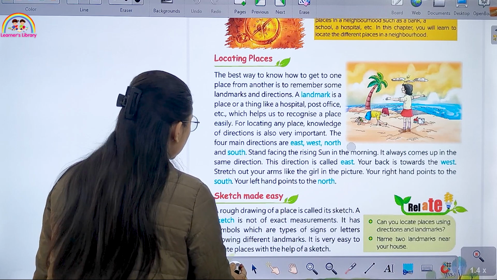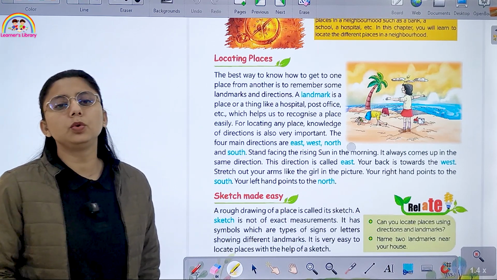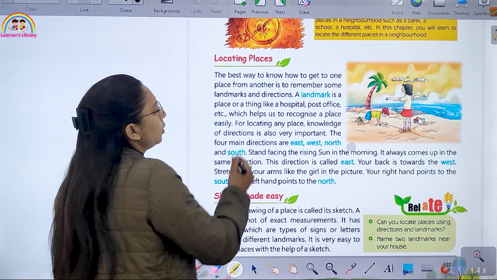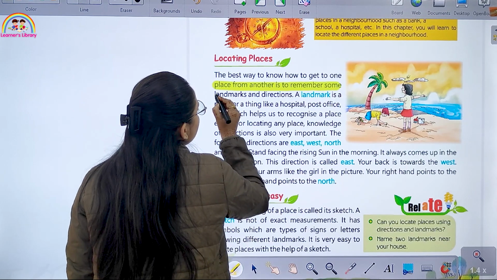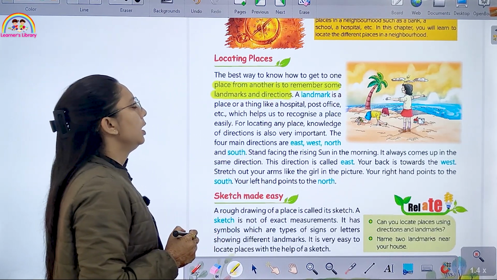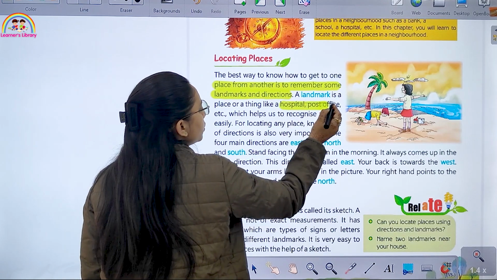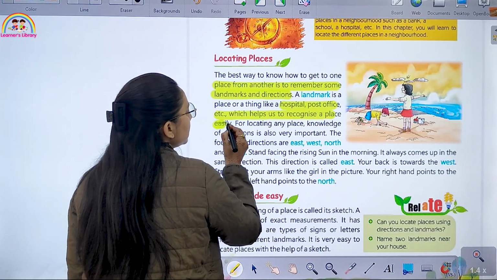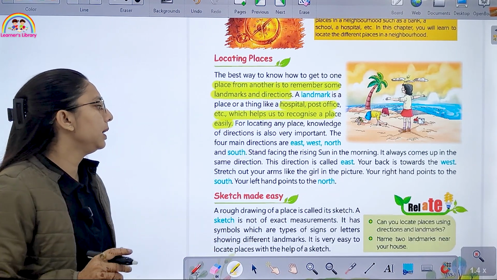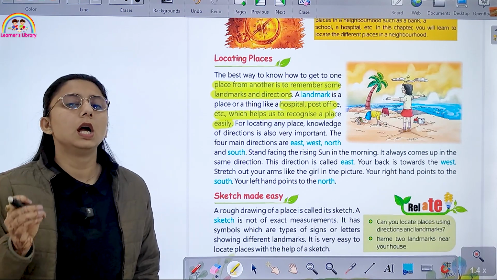Now, locating places. The best way to know how to get from one place to another is to remember some landmarks and directions. A landmark is a place or a thing like a hospital or post office, which helps us to recognize a place easily. For locating any place, knowledge of direction is also very important.